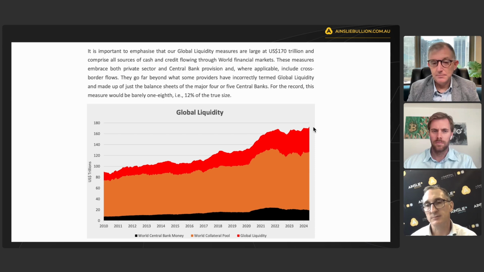Yeah, because it's really, really important. So the fixation on central banks and what they're doing with interest rates and whatnot is overplayed. So the central bank money is literally just that black down the bottom. So you're looking at about 20 trillion of the 173 trillion at the moment. The tan, orange there, that's the big player, and that is all the treasuries, sovereign bonds around the world as collateral for this liquidity.